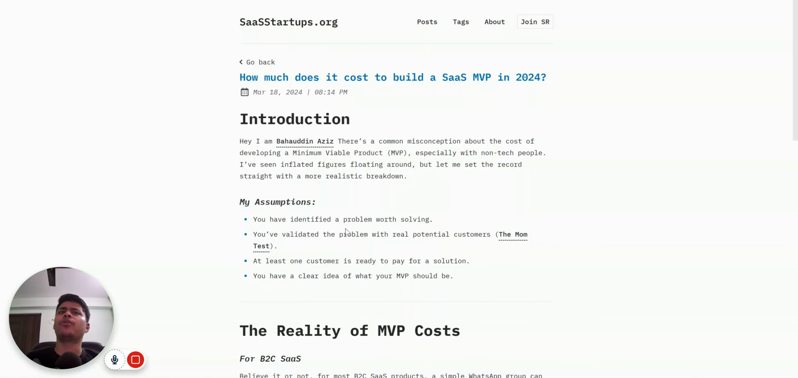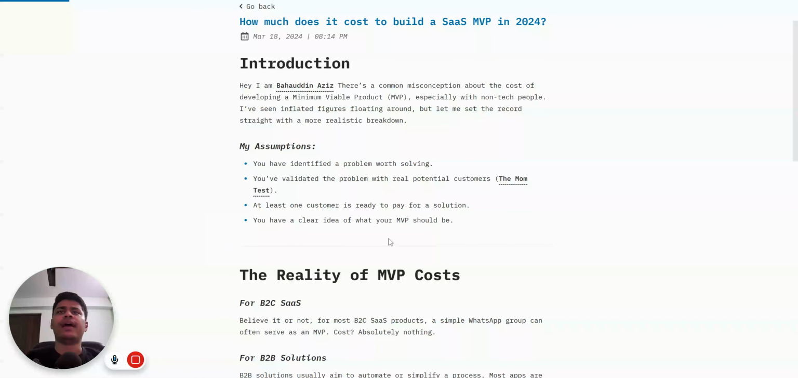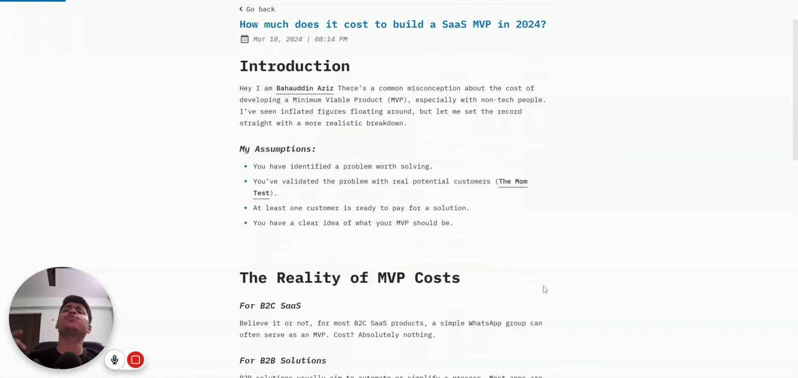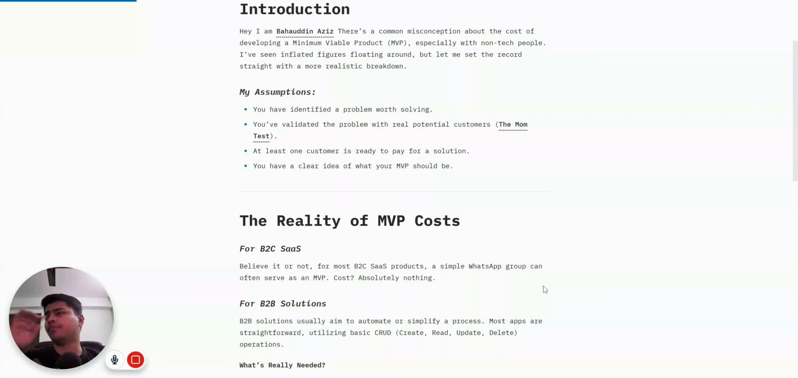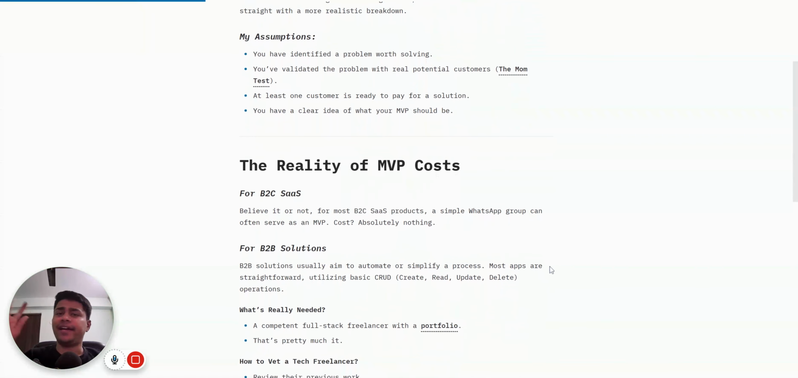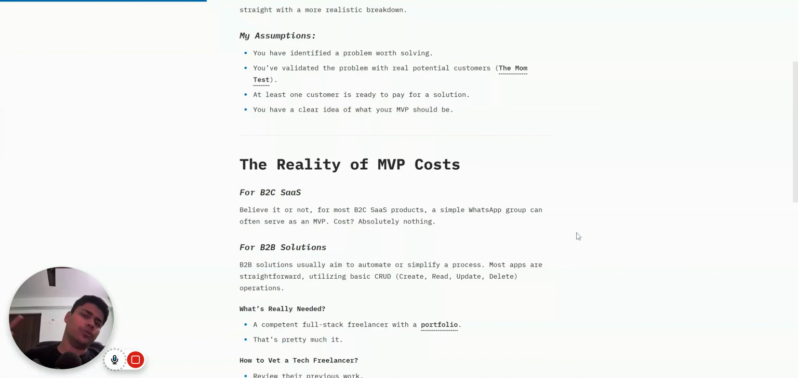You have identified the problem, and you have talked to real customers. You at least have someone who is ready to pay, right? In fact, you should already take the money if you can. And then you reach an idea. Once you have figured out what problem your user is having, you reach an idea of what an MVP would be, right? So let's divide it into two parts: B2C SaaS or B2B SaaS.